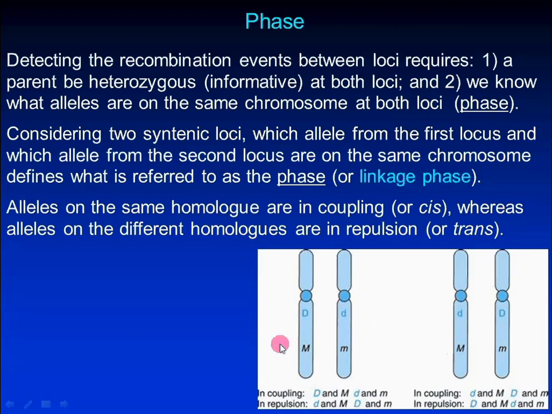When two alleles are on the same chromosome, we say they are in coupling. When the two alleles are on different chromosomes, they are in repulsion. For example, capital D and capital M are on the same chromosome. They are in coupling. Small d and small m are in coupling. But capital D and small m are in repulsion.